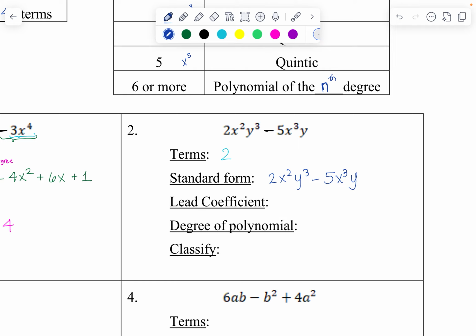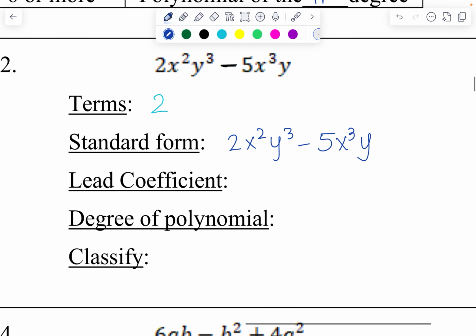Now hold up, Miss K. Isn't x cubed bigger than x squared? Of course it is. However, as we discussed in our definitions in vocabulary 0, we have a leading coefficient of 2, but our degree here is to the 5th. You add your exponents, you add your powers together for that term.